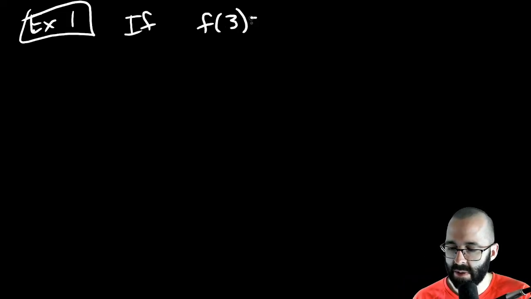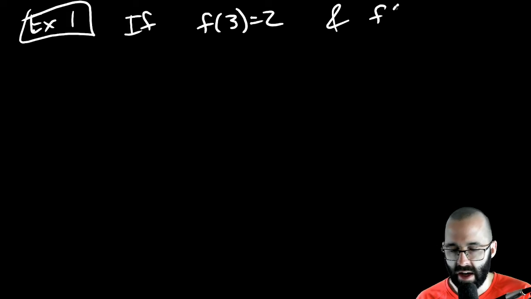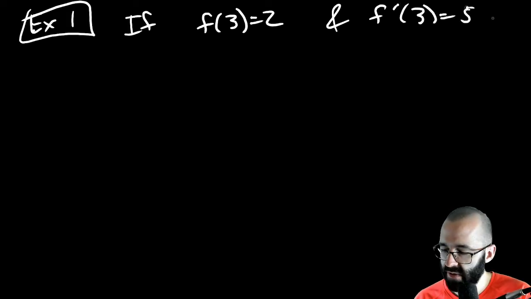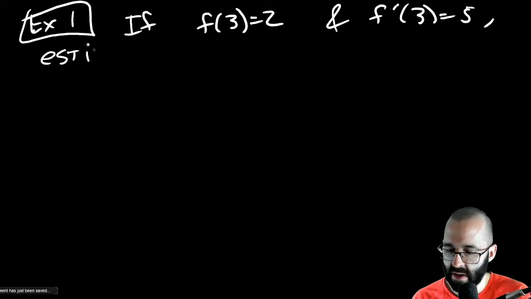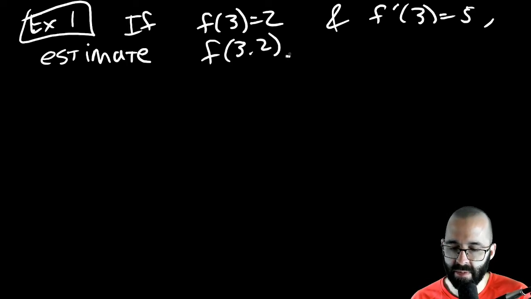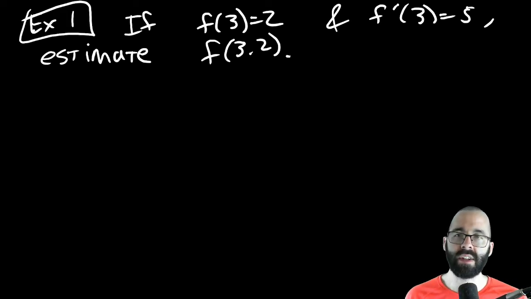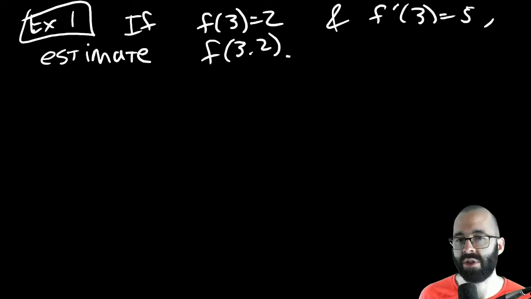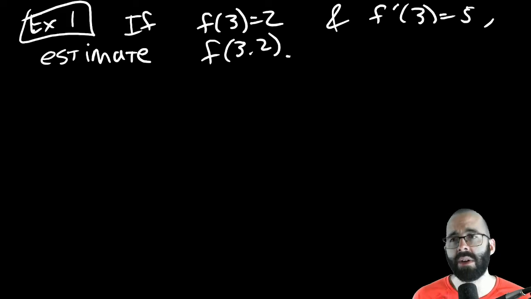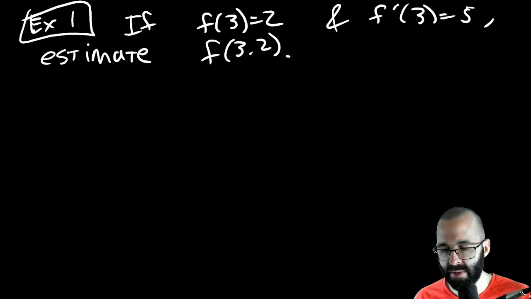If f of 3 equals 2 and f prime of 3 equals 5, estimate f of 3.2. So if you wanted to, you could just plug in the formula and not have to worry about it. But I think conceptually it's interesting to think about the connection to the graphical interpretation. So we're going to do both in this example.